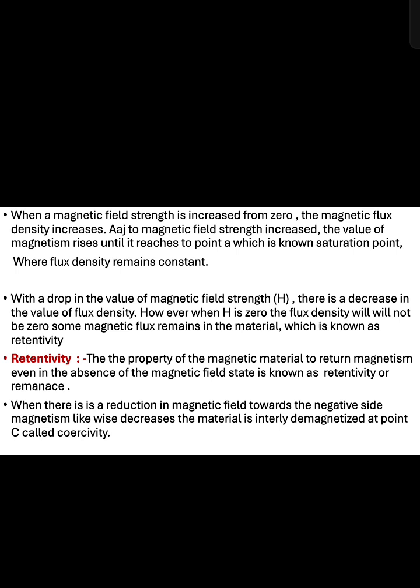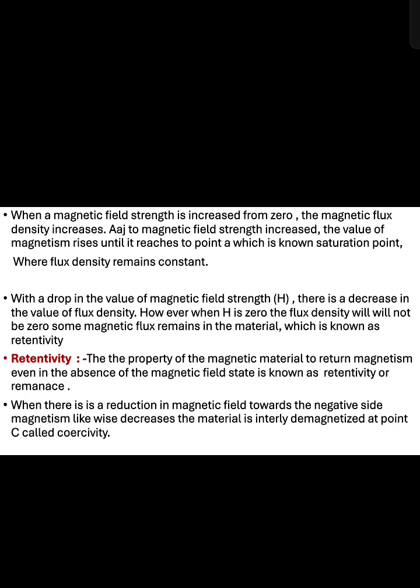Some magnetic flux remains in the material, which is known as retentivity. What is retentivity? The property of a magnetic material to retain magnetism even in the absence of the magnetic field is known as retentivity. It is also known as remanence.